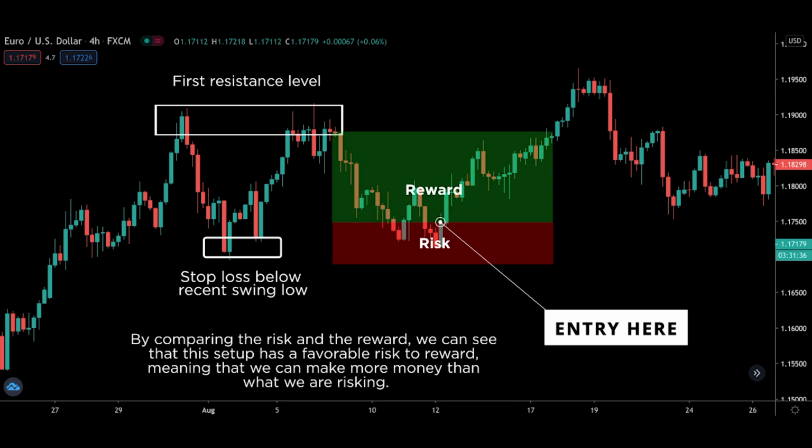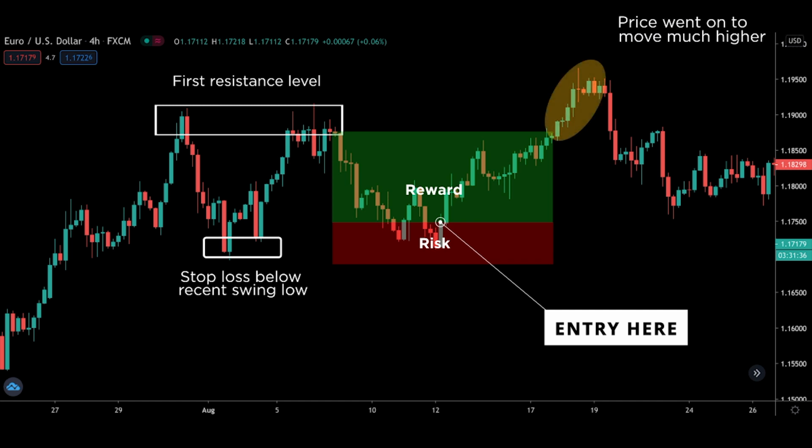By comparing the risk and the reward, we can see that this setup has a favorable risk to reward, meaning that we can make more money than what we are risking. In this example, we see that price went on to move much higher, but that's irrelevant because we would have exited at the first resistance level using this technique.